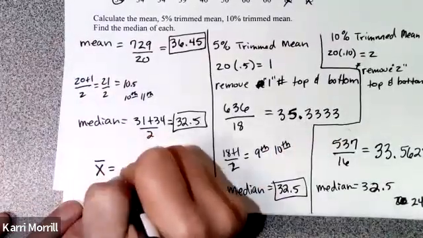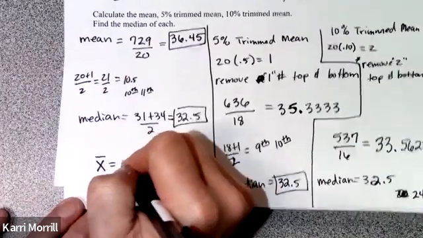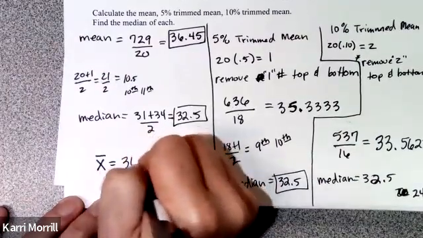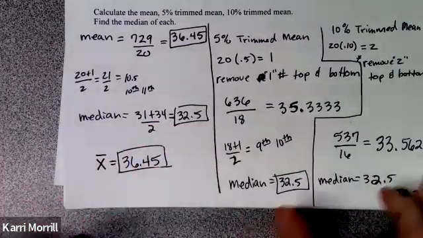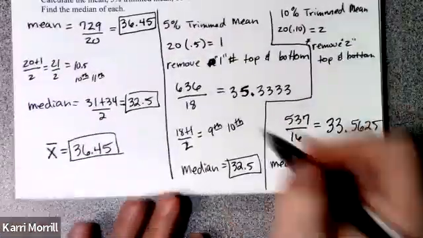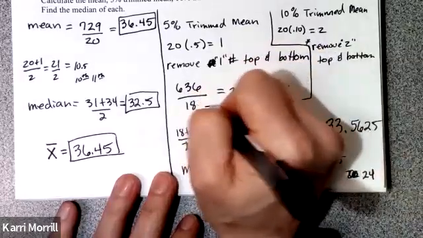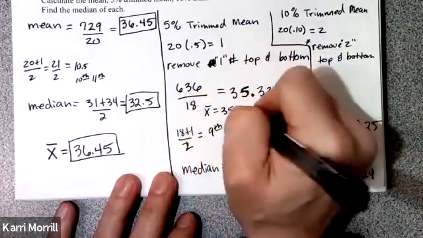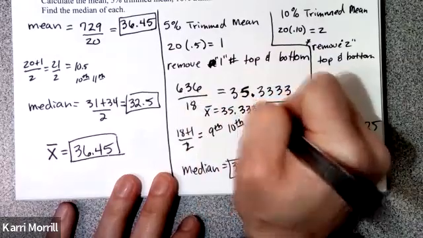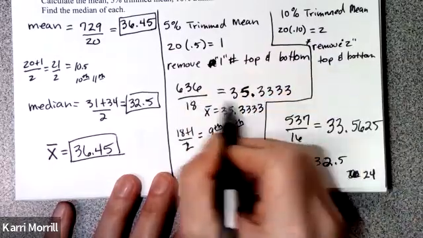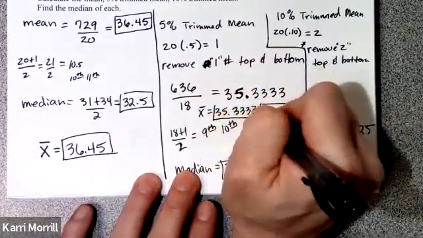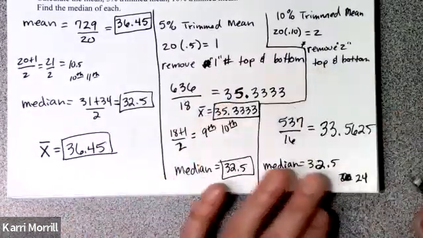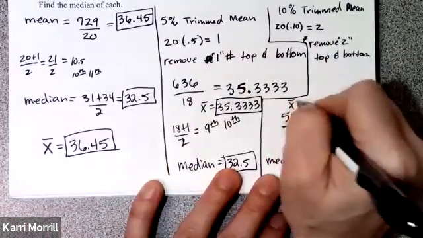The X bar, it'll say X bar, and then it would say equals 36.45. So that's just a way of showing that you're answering the mean. If you see that, this one would say X bar equals 35.3333. You would just enter the digit that you found, but you will see that X bar pop up in this assignment a little bit in WebAssign.